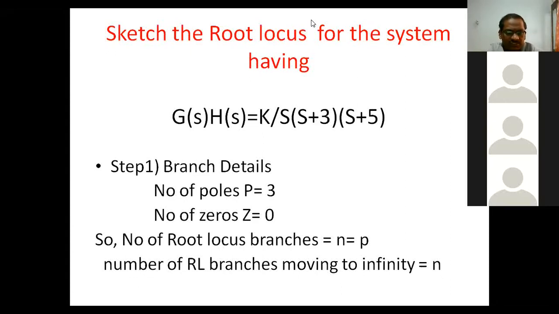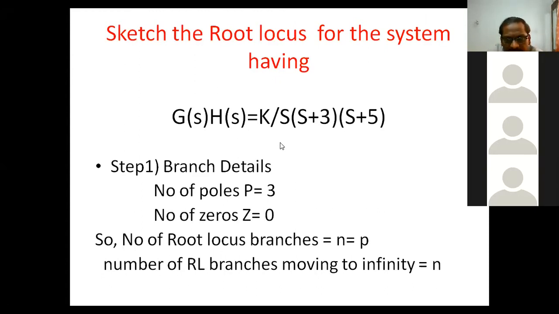So the given problem statement is G(s)H(s) = K / (s(s+3)(s+5)). Now in this given open loop transfer function, in the first step we need to decide what?